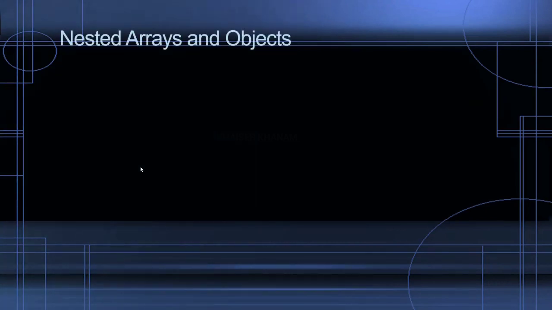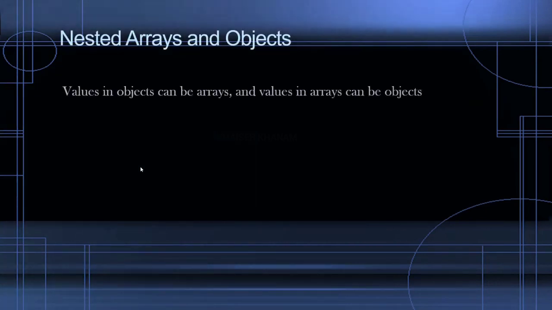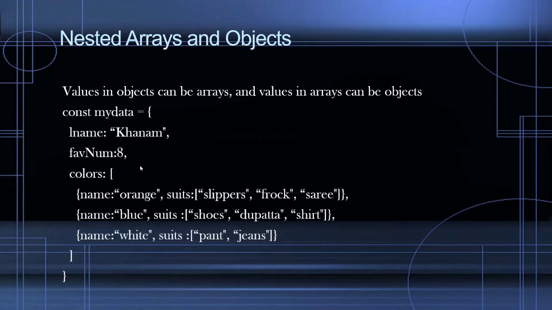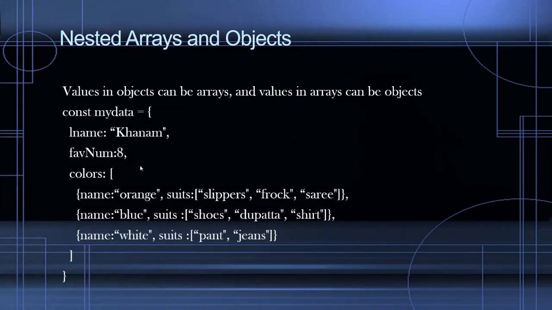Then we have nested arrays and objects. Inside objects, the property value can be an object, a string, a number, and also it can be an array. So this is the example. Don't get confused with this example. Once we see practically, we will see how to access this suit value, and how to access this name value. Now let's jump to our VS Code editor and understand properties in practical.